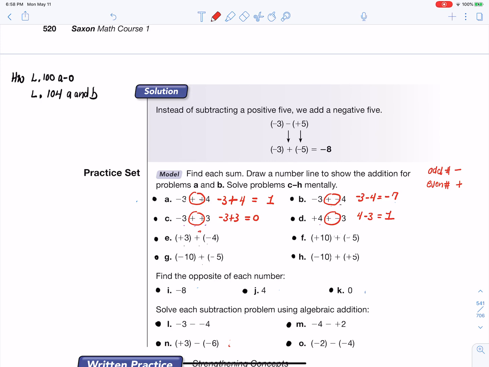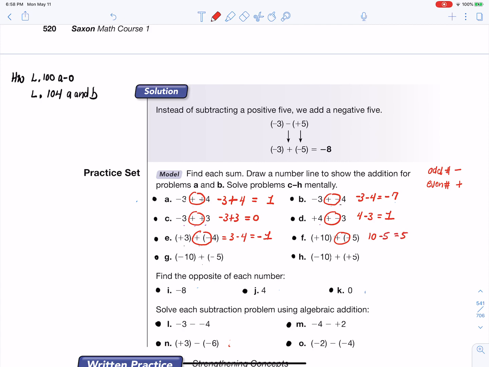For E, I have a positive and a negative, so that's the same thing as having 3 minus 4. Opposite directions, I find a difference between 4 and 3, which is 1, and I keep the sign of the direction I go more steps in. For F, I have a positive and a negative, so that means I'm subtracting. 10 minus 5, you know, is 5.